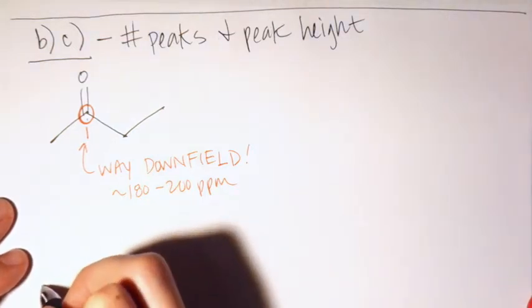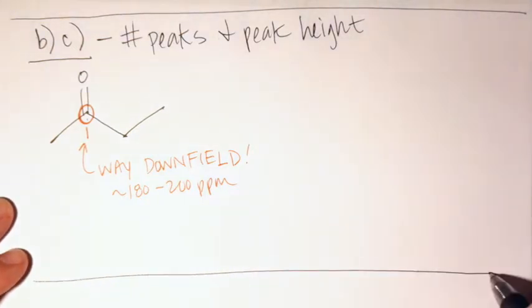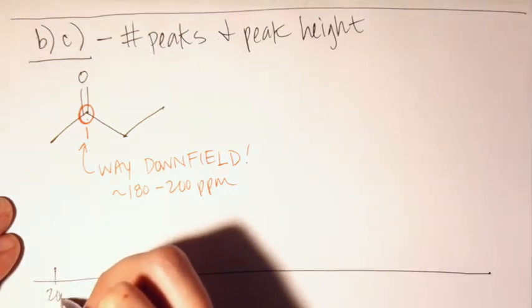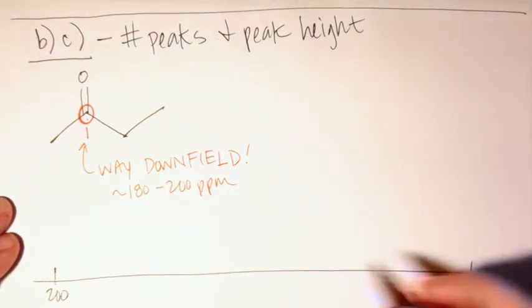So if we're going to draw a spectrum, we're going to go from 200 to 0 ppm.